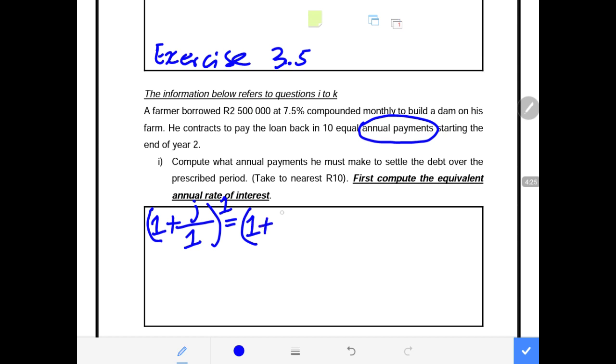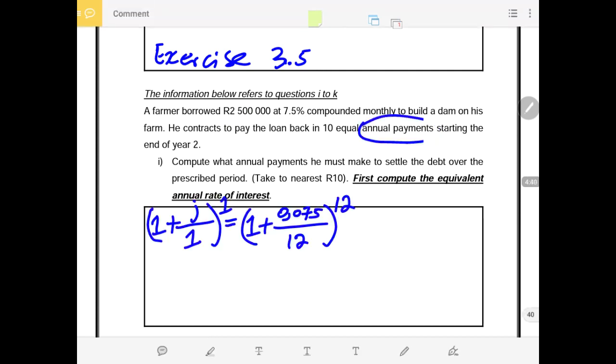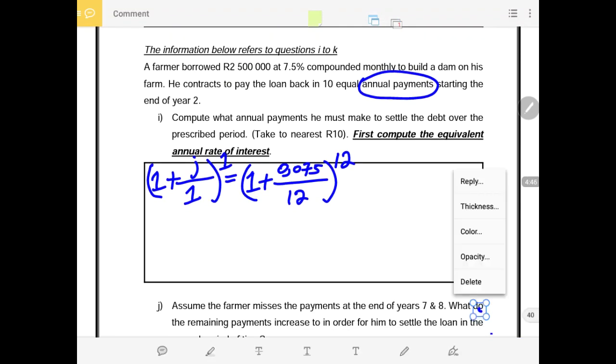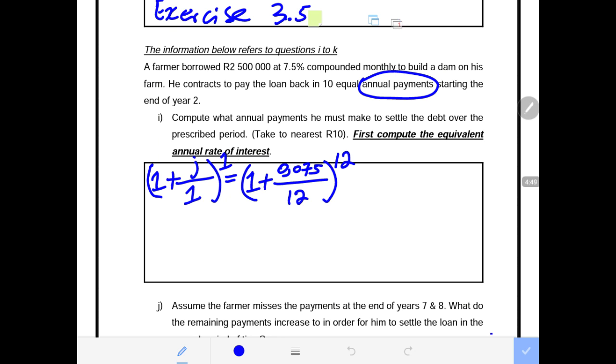1 plus 0.075. This is the given rate divided by m, which is the number of times the given rate is compounded, to the power of the number of times the given rate is compounded. So now this will be the information from the first step. Then now we need to eliminate the power, which is 1, since it does not change anything. The information remains the same.